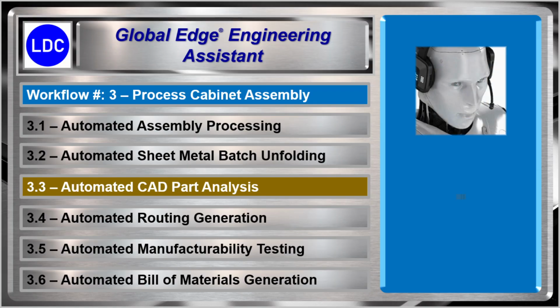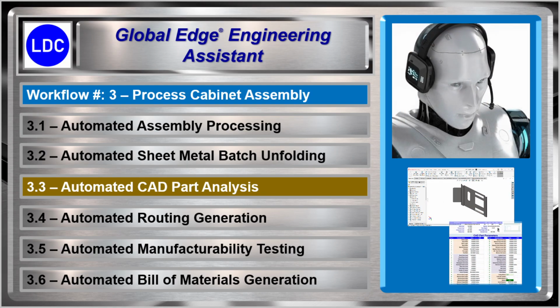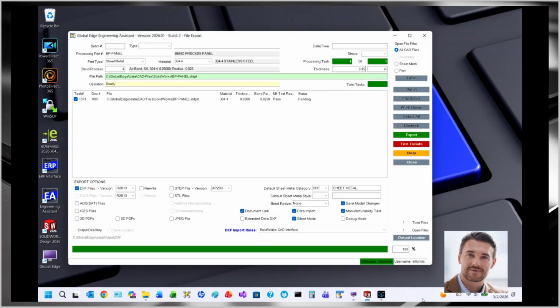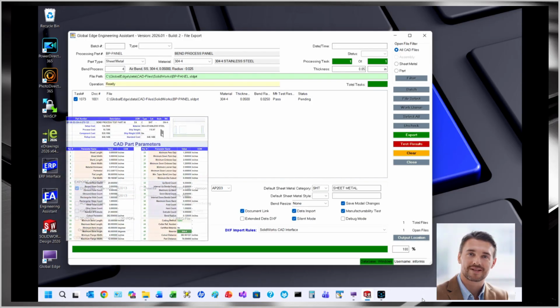This step illustrates the automated CAD part analysis capabilities to provide CAD part parameters for automated routing generation, manufacturability testing, quoting, and CAM program generation. As the sheet metal is processed with automated CAD part analysis functionality, the part is fully analyzed, and complete CAD part parameters are inserted into the Global Edge database.